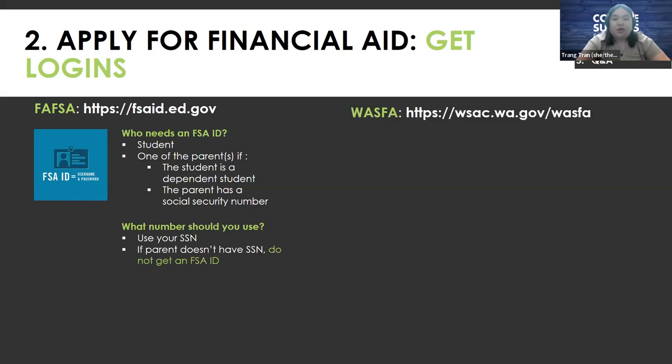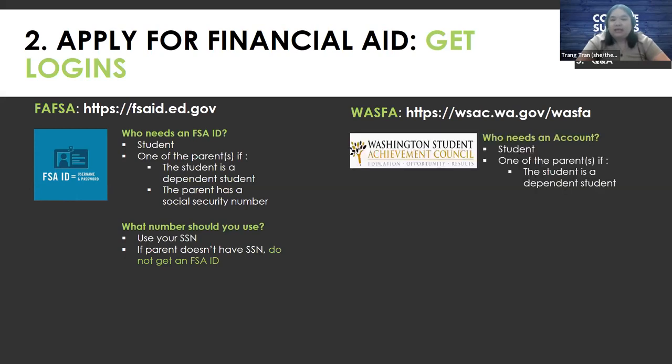Now, for those students that are applying for a WASFA application, they will need to create a WASFA account for themselves and their parent if the student is a dependent student. So to create a WASFA account, the student will go to wasac.wa.gov/WASFA, and they will create an account, and they will use their parent's Social Security number, DACA number, or ITIN number if available, but if not, those portions can be left blank.